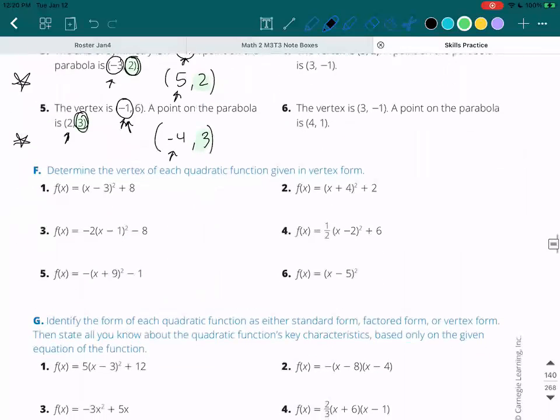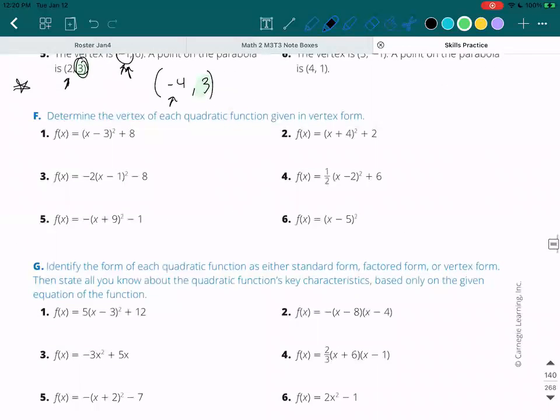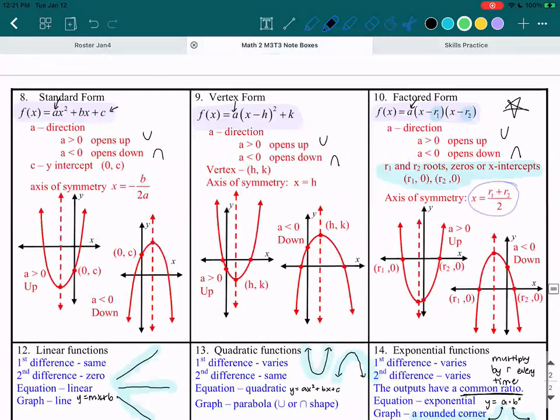Okay, and then let's do F. So this is determine the vertex of each quadratic function given in vertex form. Let's go back to our notes. Vertex form is box number 9. The vertex is going to be h comma k.